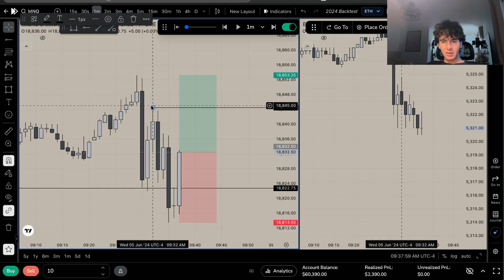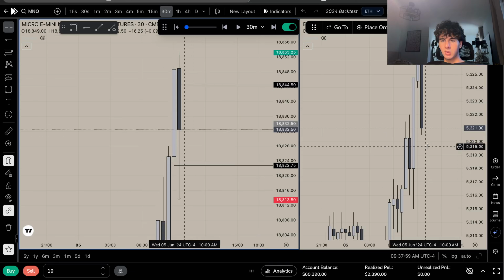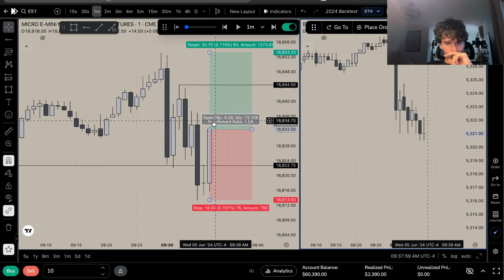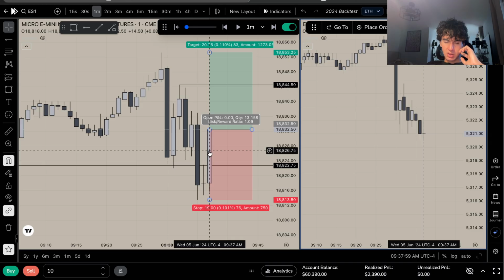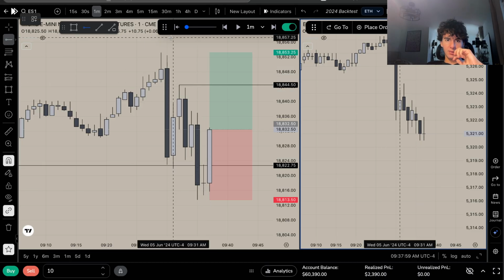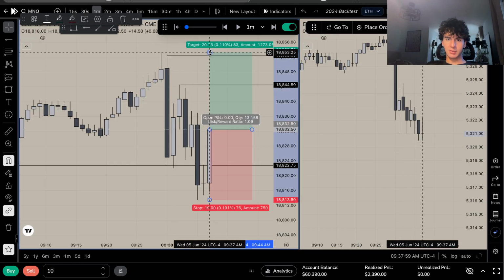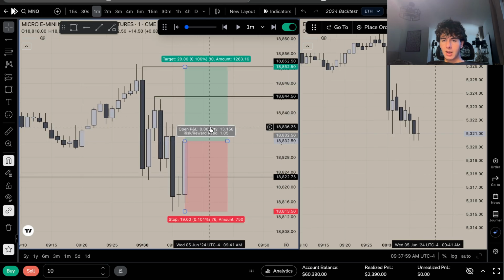Honestly, even though ES looks super bearish, I don't know. NQ just looks so nice. That's like a perfect V shape right off of a resweep. I like how this looks, to be honest. I'm willing to take this back up to 930 high. Basically a 1-to-1 RR. I'm gonna take this.